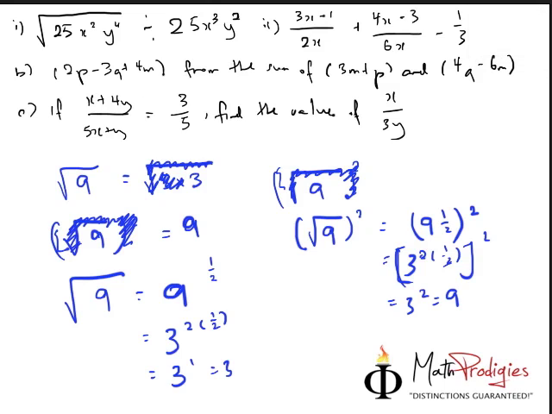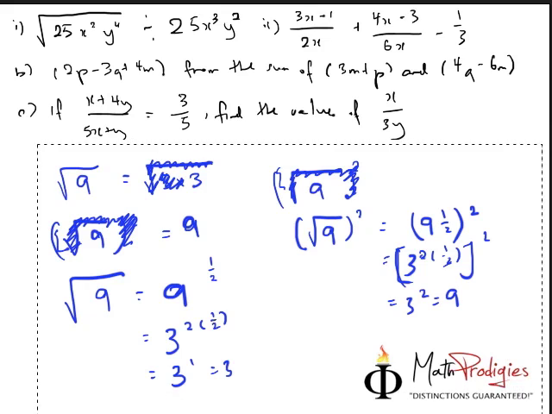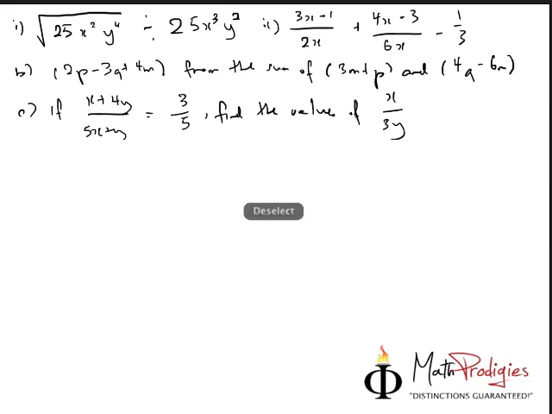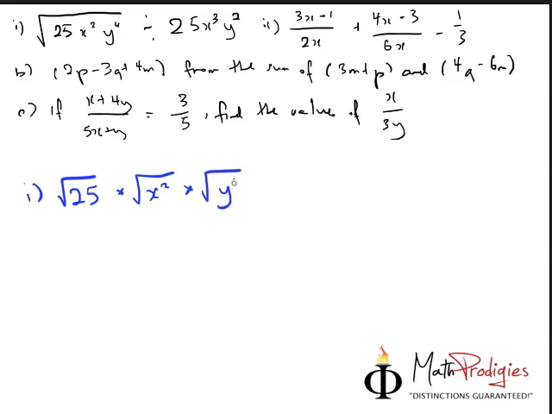With that in mind, what we can do now is part 1. Part 1 basically says square root of 25x squared y power 4 is divided by 25x cubed y squared. What do you get? Let's do this very quickly. For part 1, the square root you can break down into three things: square root 25 times square root x squared times square root y power 4, divided by 25x cubed y squared.